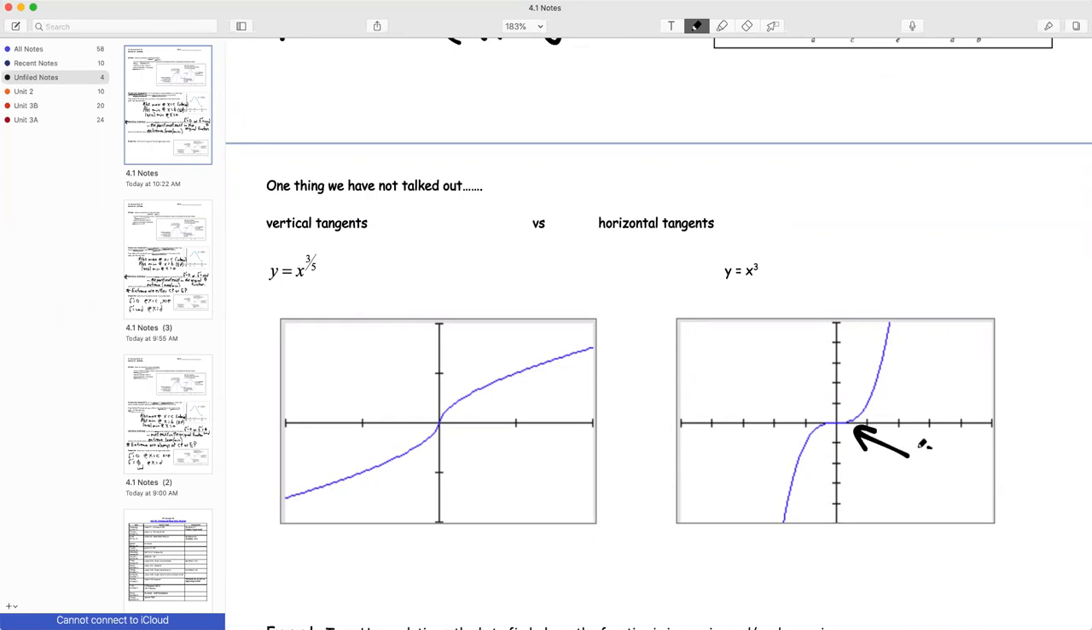So a horizontal tangent, again, the slope is equal to 0. If I have the cubic parent function here, y is equal to x cubed, at x is equal to 0, the slope is equal to 0. So is there a critical point? Well, is this point in the interior? Yes. Is the derivative equal to 0? Yes. Is it defined? Yes. Therefore, this is a critical point.